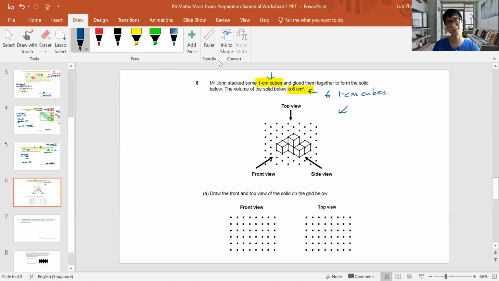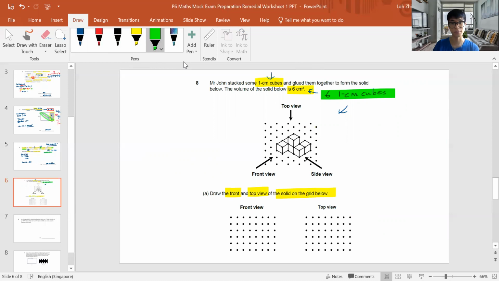Okay. Now, why is this message important? You might say, teacher, not important. We look at it, we know already, right? Yes, but not all the time, because sometimes the drawing doesn't show it. It's just something at the behind. Okay. So now we can just count 1, 2, 3, 4, 5, 6. Yes, that's good. Now, draw the front and top view of the solid on the grid.